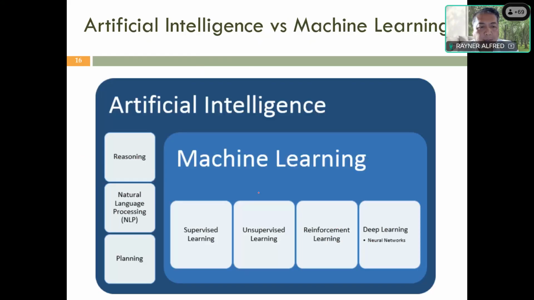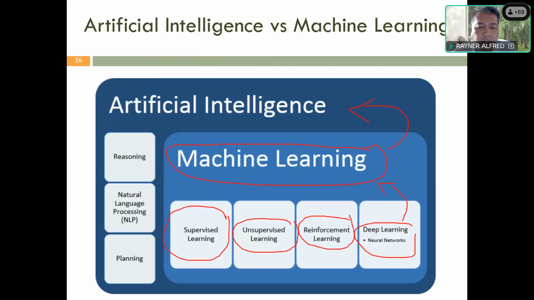So if we look at the components of machine learning, machine learning is basically a subset of AI. Okay, so in machine learning we have a few types of machine learning. The first one is supervised learning, second one unsupervised, and also deep learning. Deep learning is a subset in machine learning because they have more varieties here. And last one we have reinforced learning.